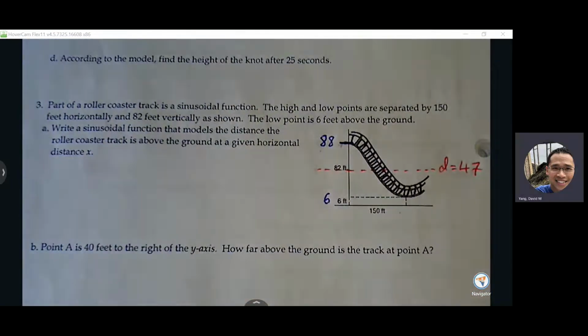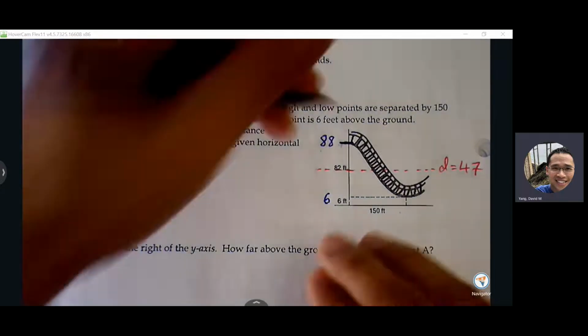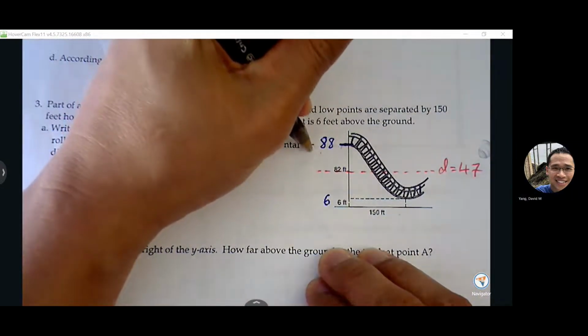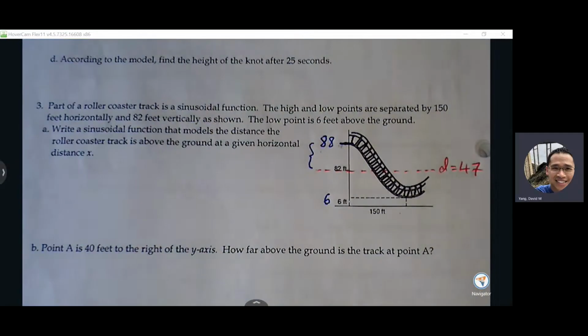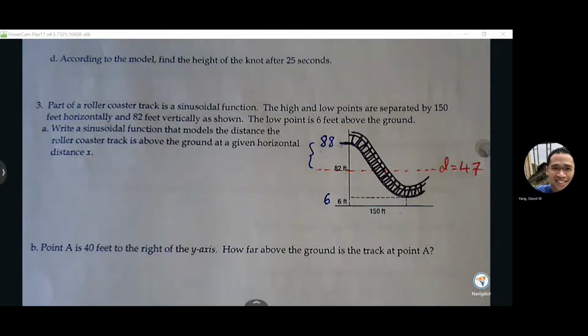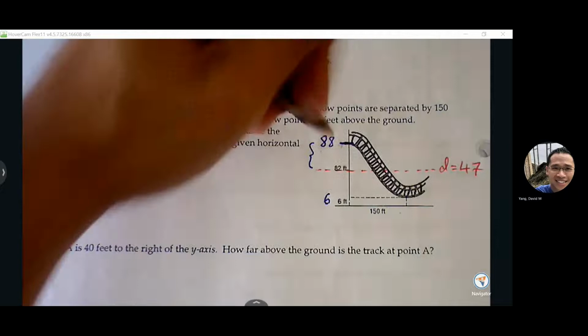So we can also find the A value, right? How can I find the A value? Good. Maximum minus the D value, midline. You can also do midline minus the minimum. You should get the same value. So 88 minus 47. A is 41.